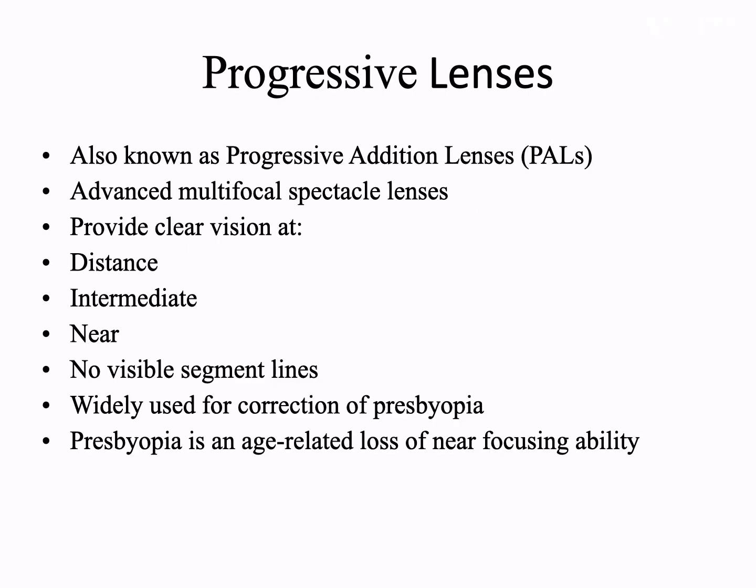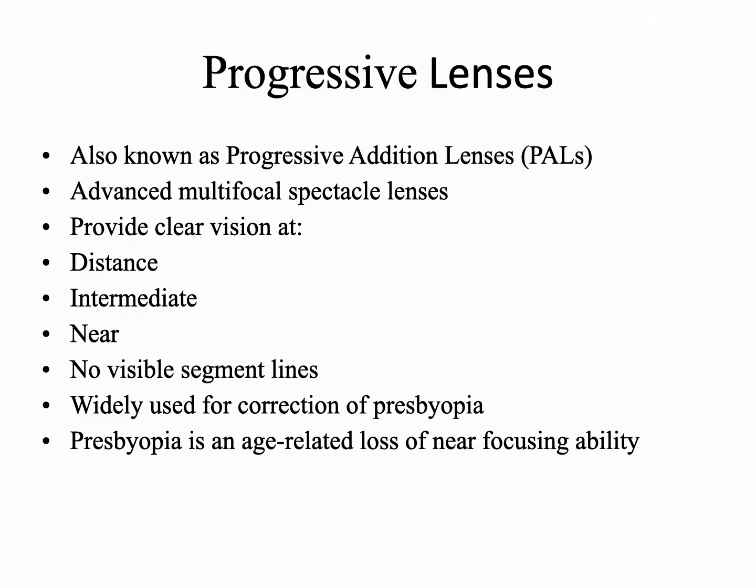Progressive lenses are also known as PALs, and they are advanced multifocal lenses that provide clear vision at all distances: distance, intermediate and near. There are no visible segment lines in progressive lenses, and they are widely used for correction of presbyopia. Presbyopia is an age-related loss of near focusing ability.